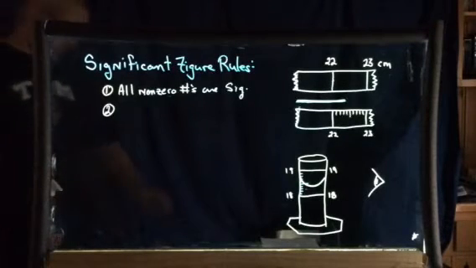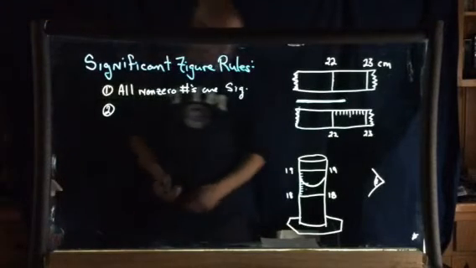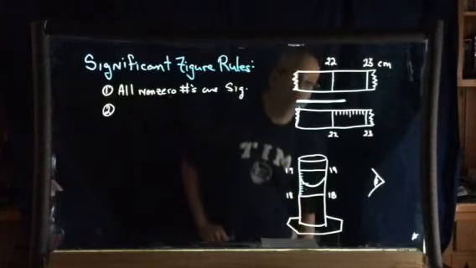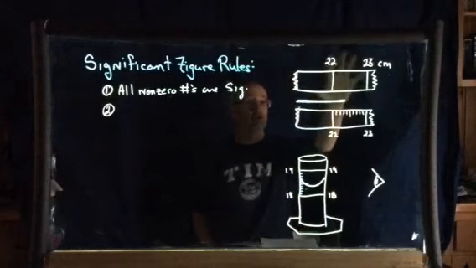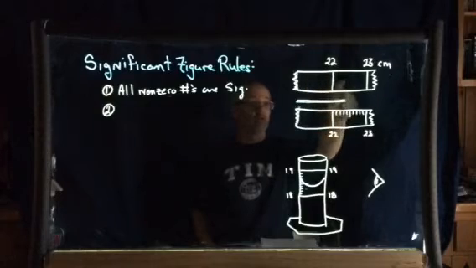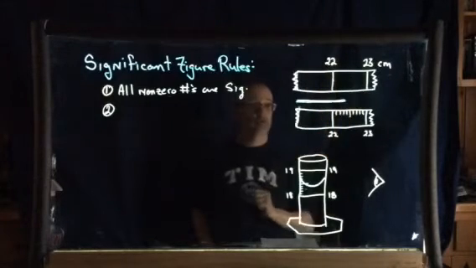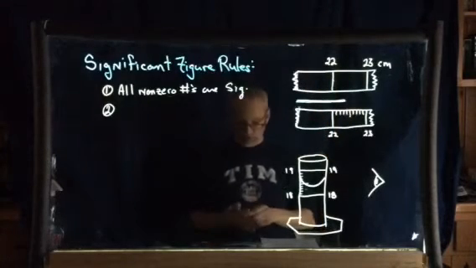measurements and significant figure rules. And all this is going to apply to basic measurements. So I'm going to start over here where I have this ruler that goes from 22 to 23 centimeters.